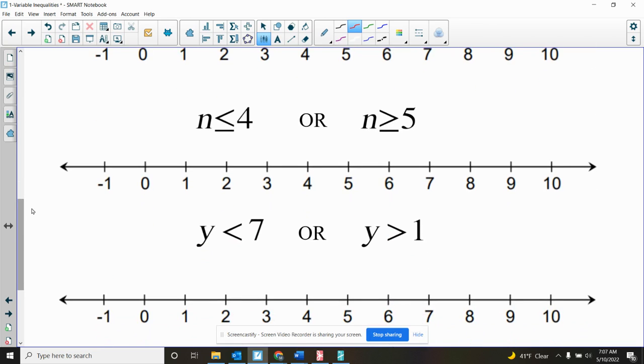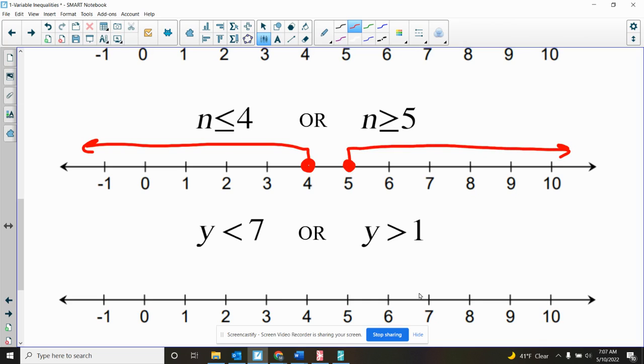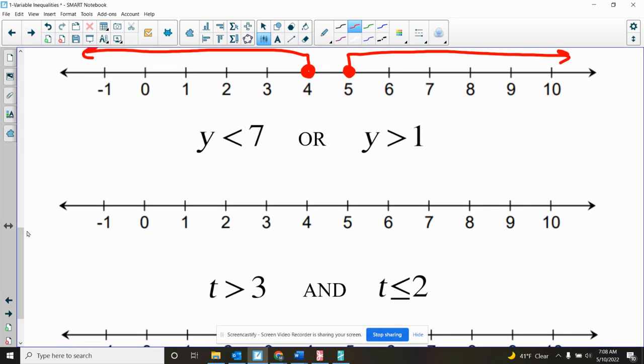Next up, another or. So n less than or equal to 4, so at 4, closed circle to the left. Or n greater than or equal to 5, so at 5, closed circle and to the right. Don't make the ors complicated. Now for this next one, same thing. It's an or, so y less than 7, open circle at 7 to the left. Y greater than 1, open circle at 1 to the right.